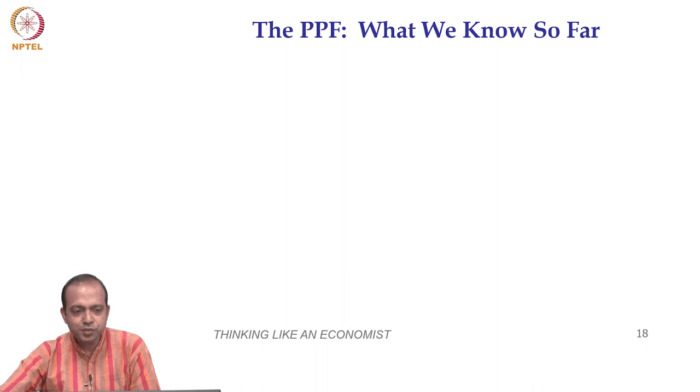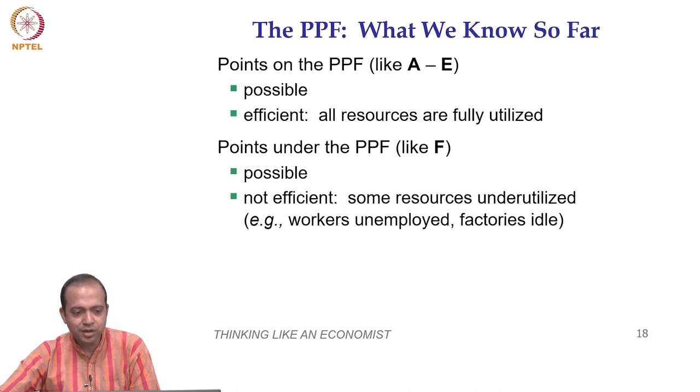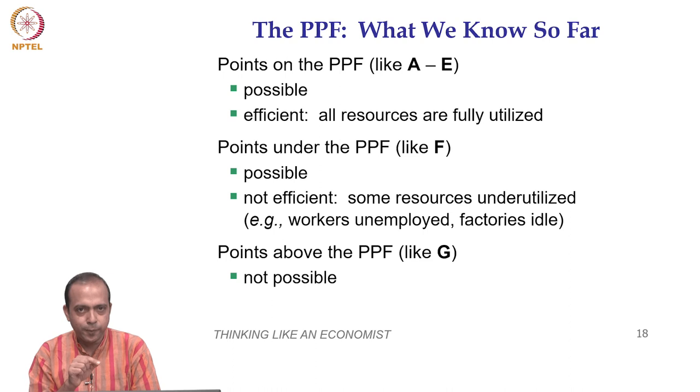So what do we know so far from this PPF? Points on the PPF are possible and they are efficient. Points like A and E have all resources fully utilized. Points under the PPF, like F, are possible but inefficient. Some resources are underutilized. We can produce more of one commodity without reducing the other. And points above the PPF are non-attainable, not possible. As I told you, the production possibility frontier gives you a boundary within which you can get different combinations of the two goods.